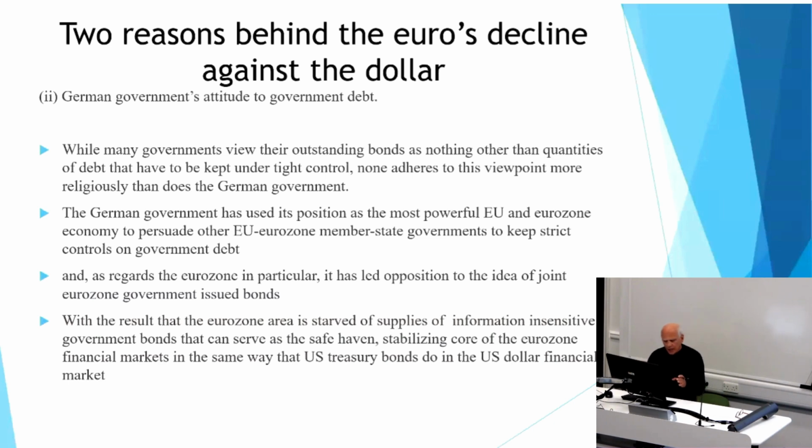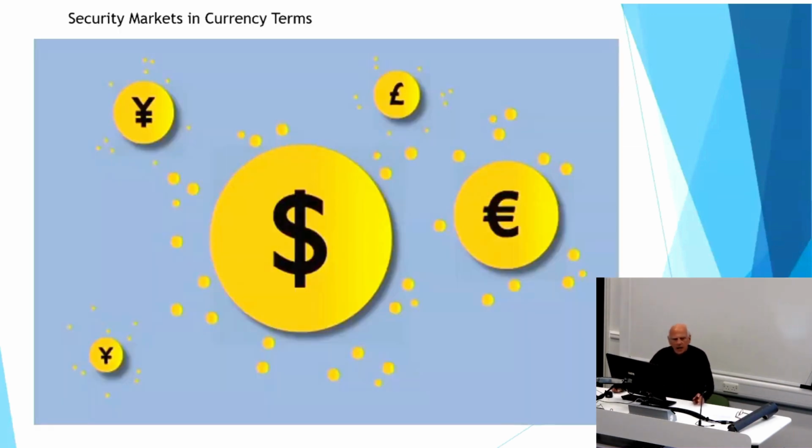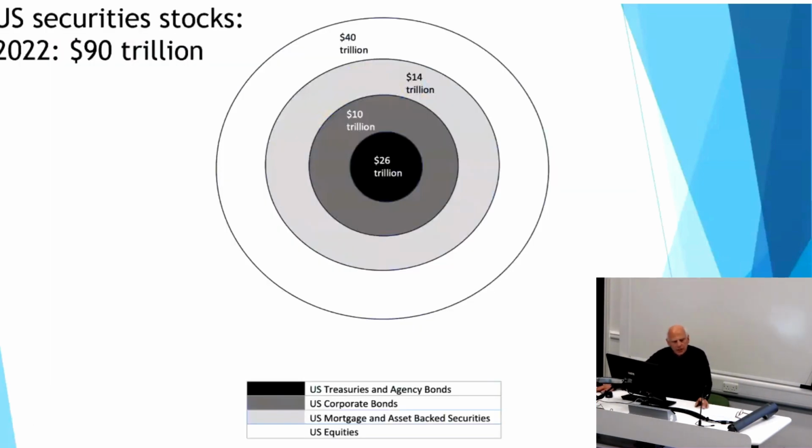The result has been that the Eurozone area has been starved of supplies of information-insensitive government bonds that can serve as the safe haven, stabilizing core of the Eurozone financial markets in the same way that US Treasury bonds do in the US dollar financial markets. Look again at the size of the dollar mass of securities. Now look at its inner composition. Of the 90 trillion total stocks outstanding in 2022, 26 trillion at the core were US Treasuries and agency bonds. Those bonds act as the glue holding together the other securities markets into a single compound mass.